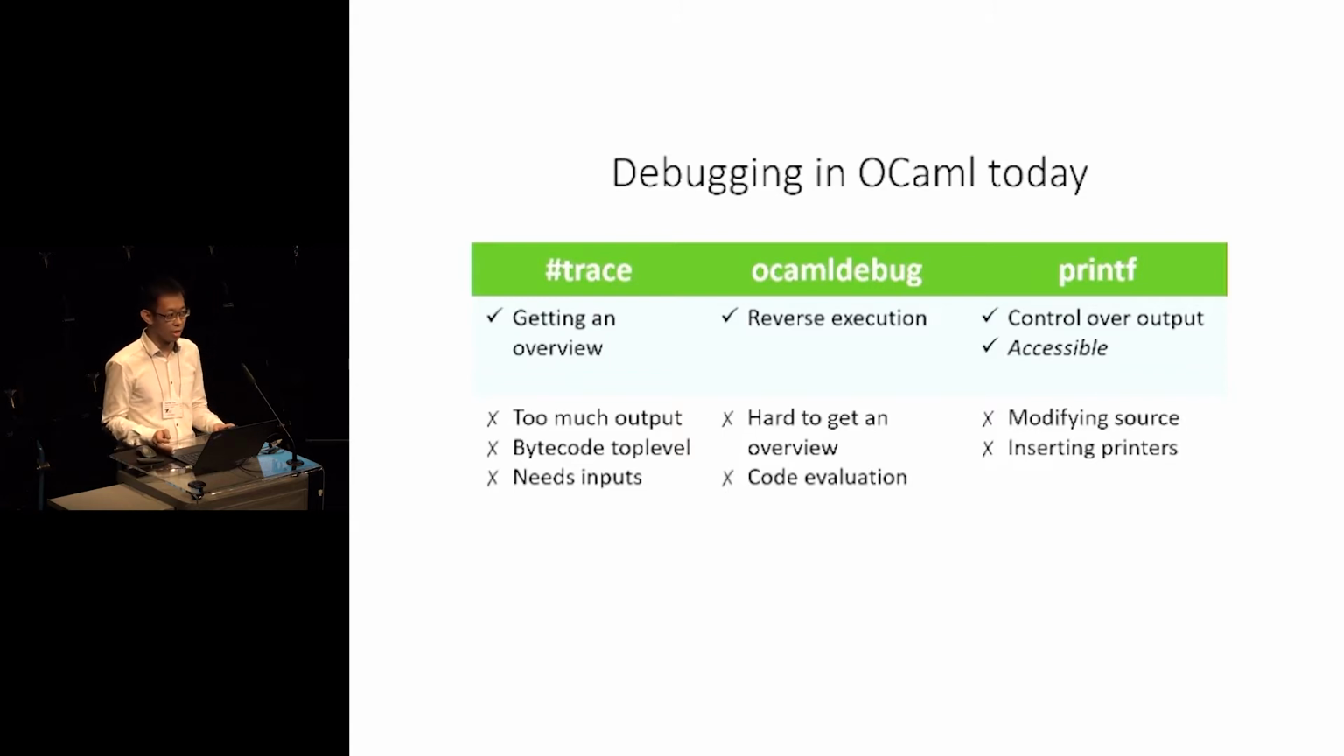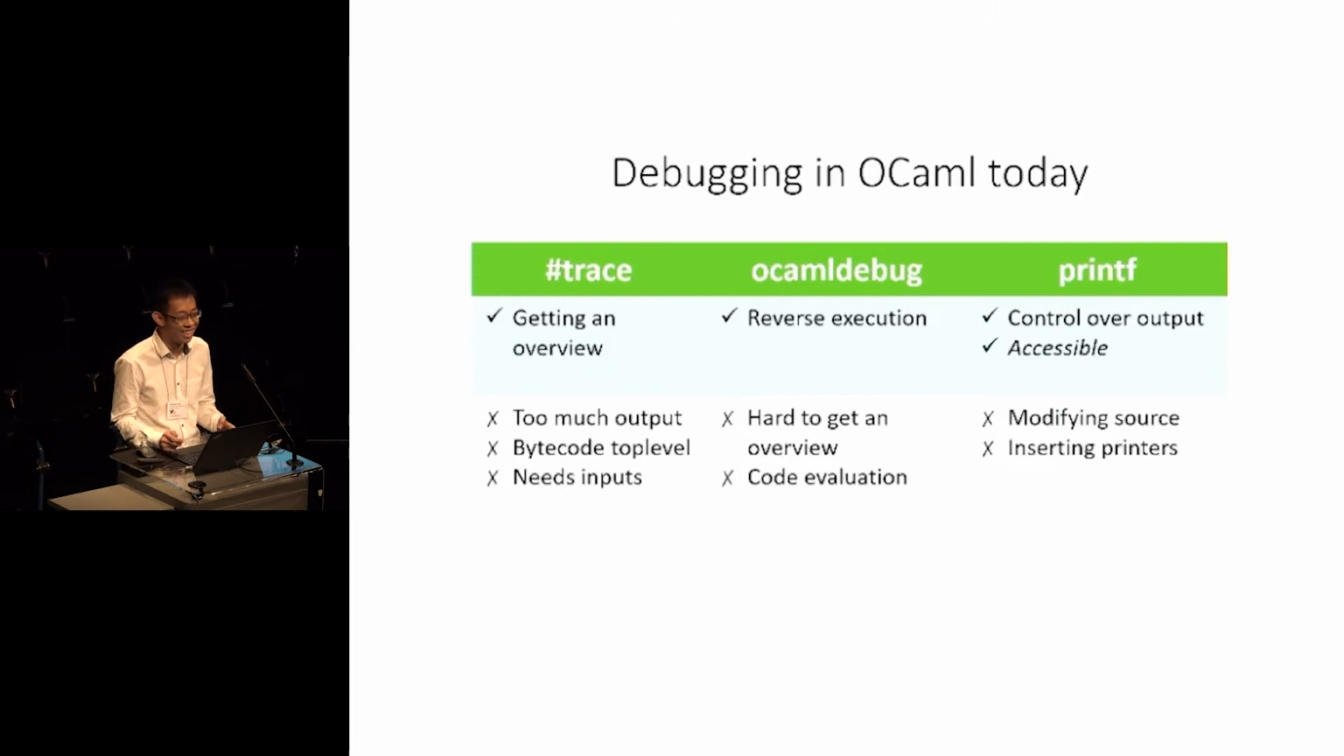And then there's OCaml debug, which is nice in that it provides reverse execution, but it suffers from the same problems that all interactive debuggers suffer from, which is that you are limited to traversing that single line of execution, and you can't evaluate code, right? That's a technical limitation with OCaml debug. And printf is by far the most common debugging method for everyone, simply because it always works.